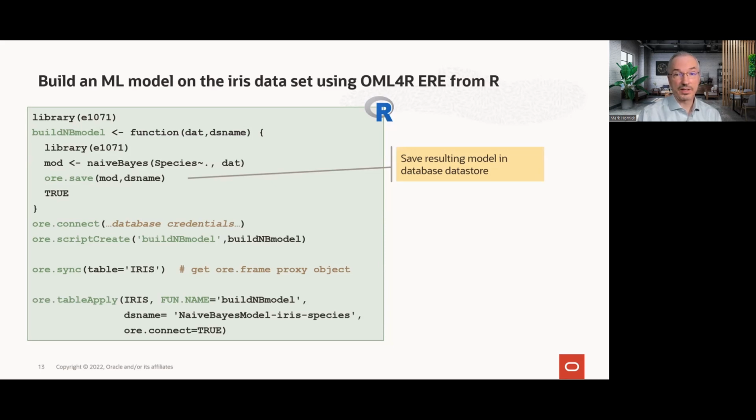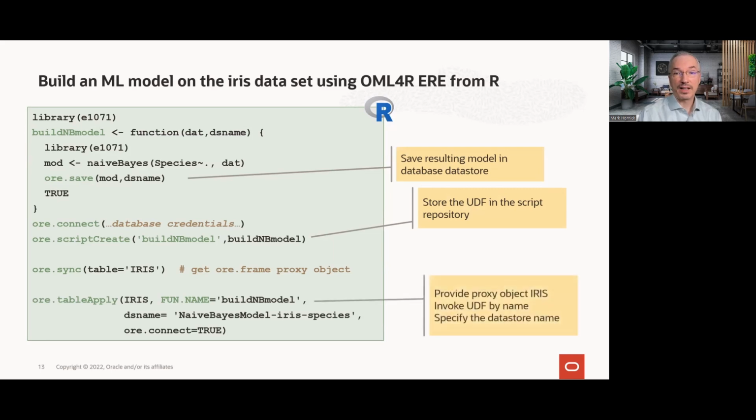Next, connect to the database. Create our UDF in the script repository and get a proxy object to the iris table. Then we invoke rqRowEval, providing the proxy object iris, the name of the function in the script repository, the name of the datastore under which we'd like to store this model, and to automatically connect to the database from the spawned R engine to access the datastore.